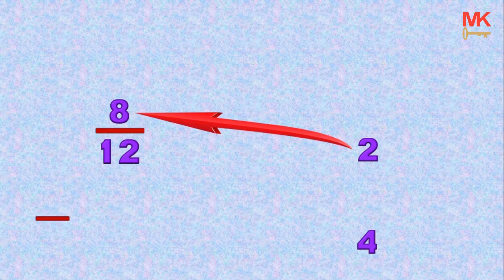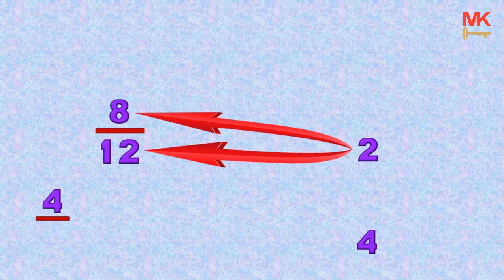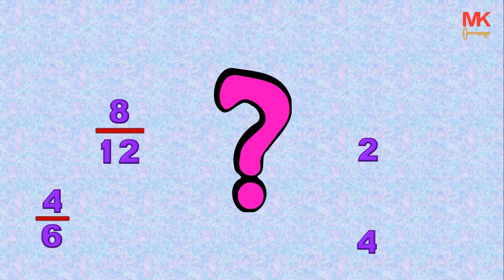Let's say we want to use 2 to reduce this fraction. The first thing we are going to do here is to bring in a line of division, and the 2 goes into 8, which gives us 4, and the same 2 goes into 12, which gives us 6. So the fraction 8 out of 12 has been reduced to 4 out of 6. So here is the question for us to answer. Is the fraction 4 over 6 in its lowest term?